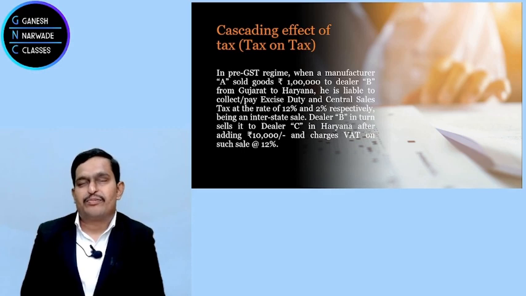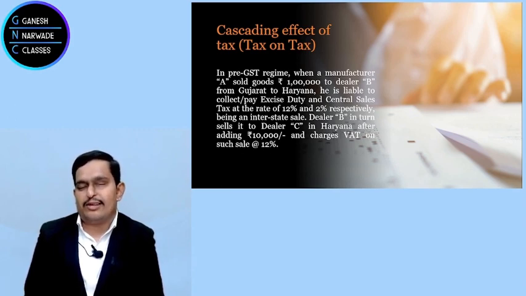Okay. Now, what happened? A from Gujarat, who is the dealer, sold certain goods to B from Haryana. So who is the first seller? A from Gujarat. Let's assume he is the manufacturer, and A is the seller. He sold it to B. Now B again sold it to C. But C and B are in the same state, that is Haryana.